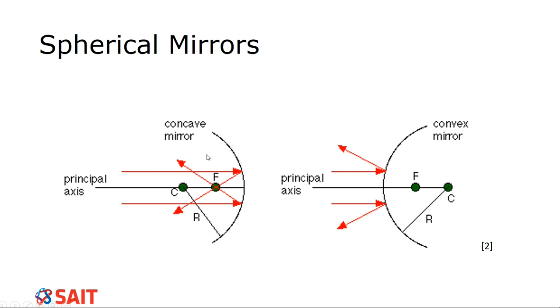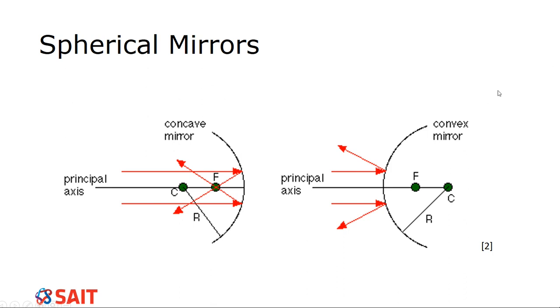So concave mirrors are known as converging mirrors because they focus all the energy into one spot. If we have a convex mirror, we have the exact same components, except now the focal point, the center of curvature, and the radius are on the other side of the mirror. So we don't actually see them. But what it causes is the divergence of the light. So it actually makes everything appear bigger.